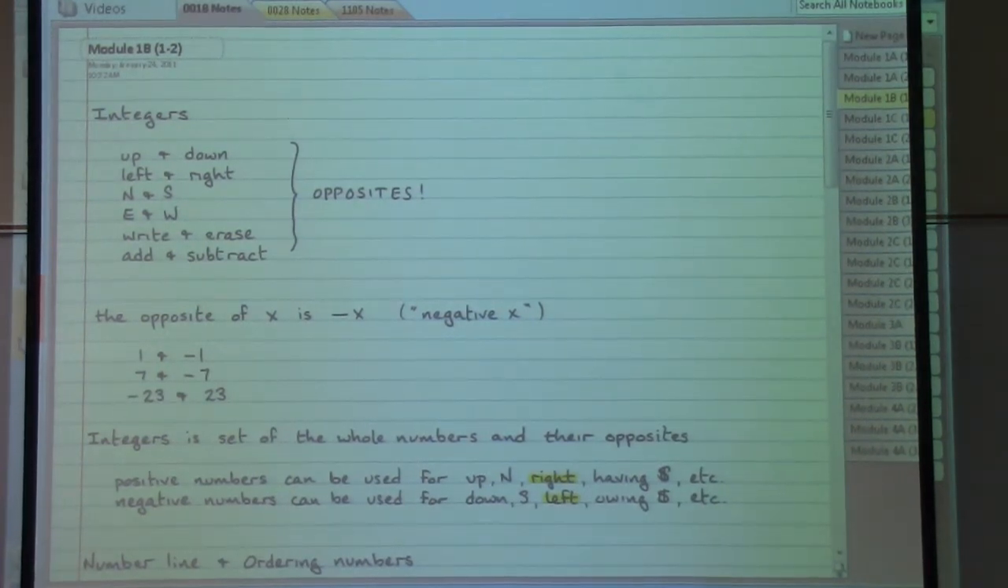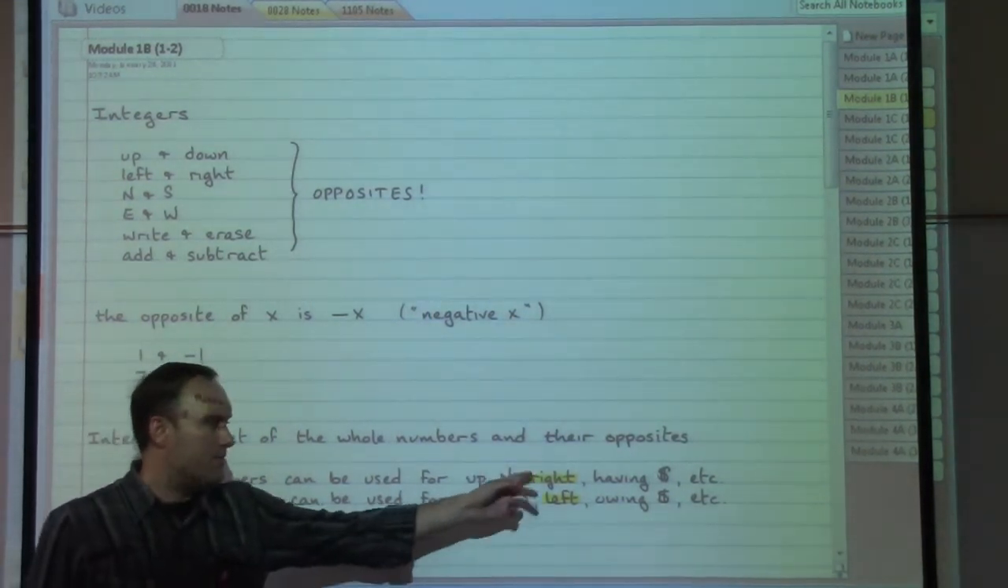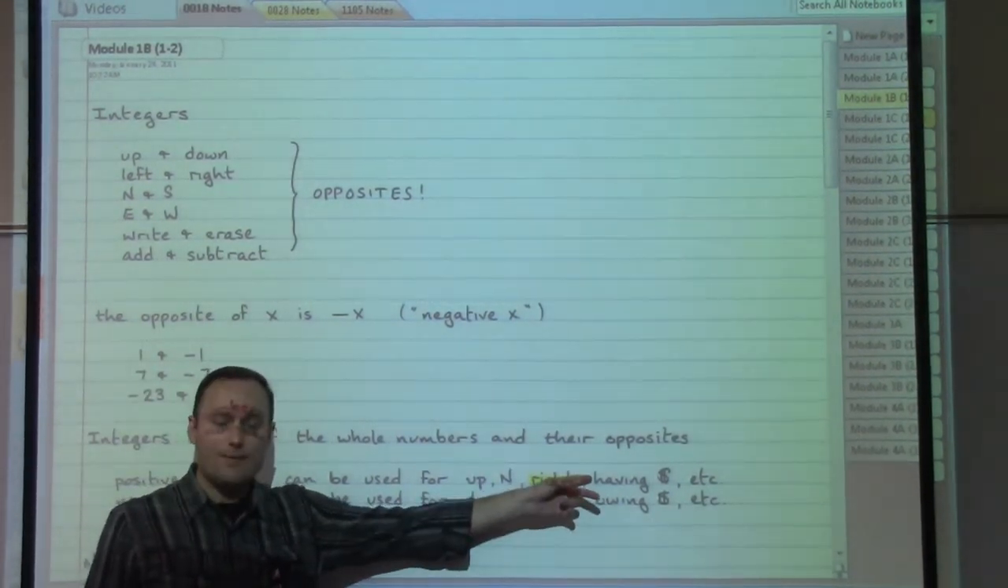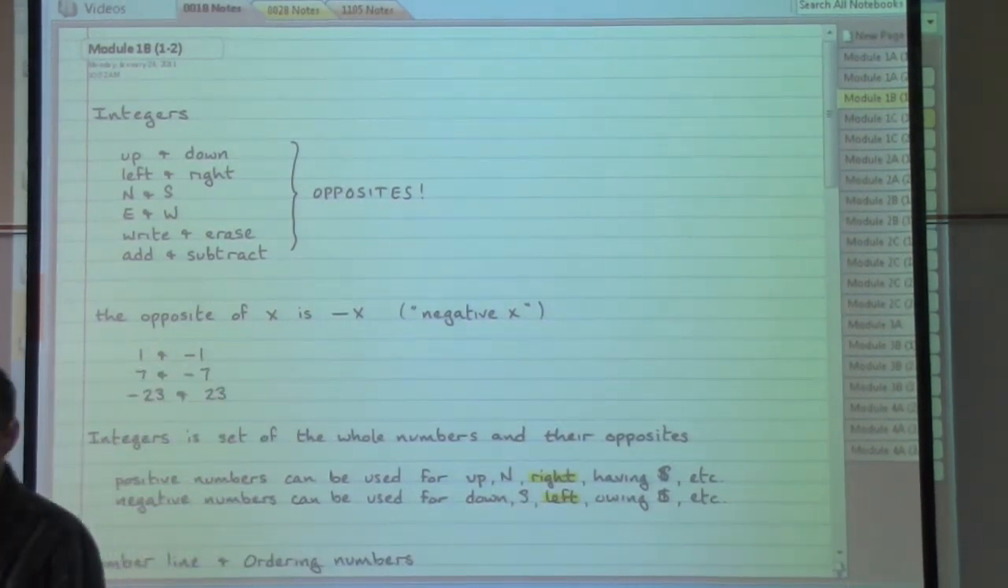As far as some useful meanings for the positive and the negative numbers. Positive numbers: up, north, right, having money, as well as other examples. Negative numbers could be used for, well, all the opposites of those. The opposite of up is down, the opposite of north is south, the opposite of right is left, the opposite of having money is owing money. And again, there are other examples that we could use as well.